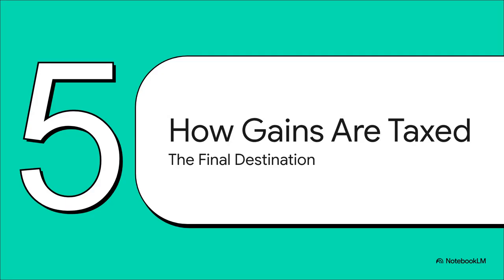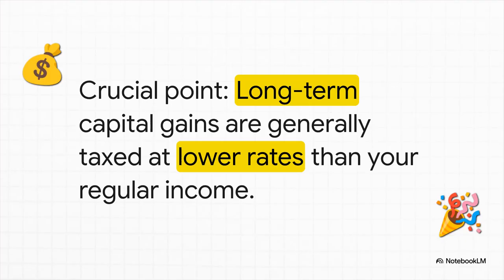Okay, enough about losses. Let's get back to the good stuff. What happens when your Schedule D shows a net gain? This is where that whole short-term versus long-term thing we talked about earlier becomes, well, everything. Here's the bottom line, the crucial point. Long-term capital gains are almost always taxed at lower rates than your regular income. This is maybe the biggest tax advantage available to investors. Holding on for just over a year can save you a ton of money.